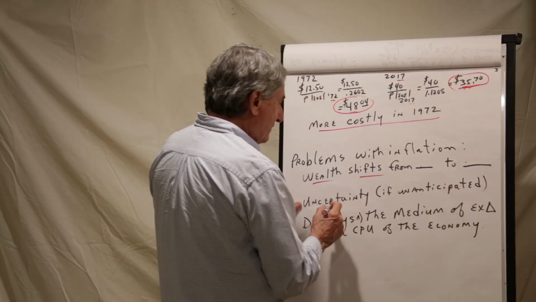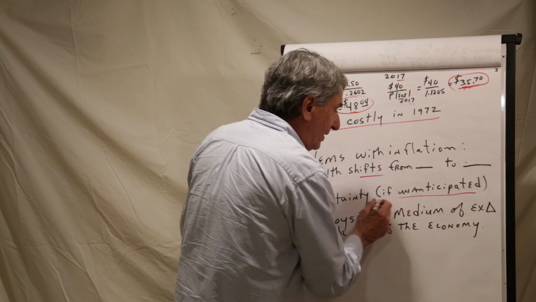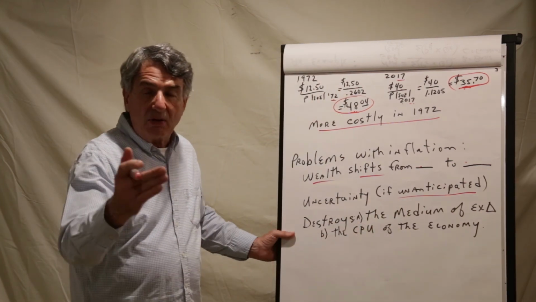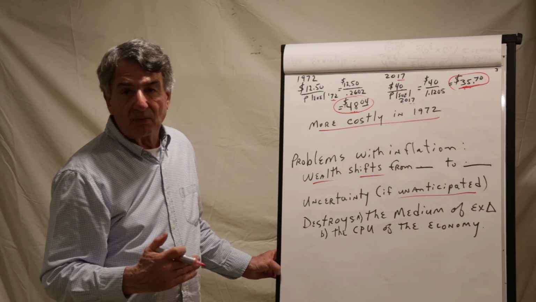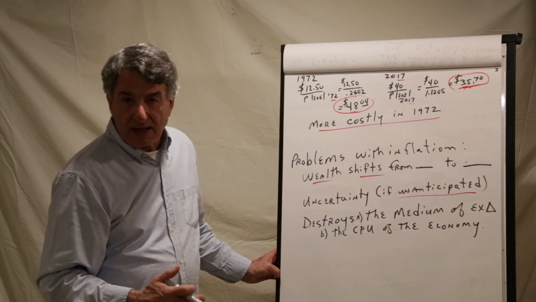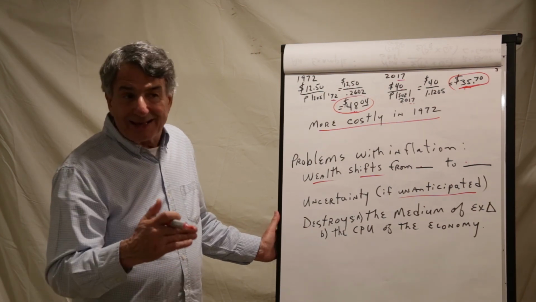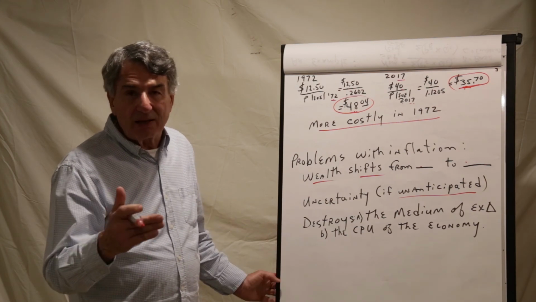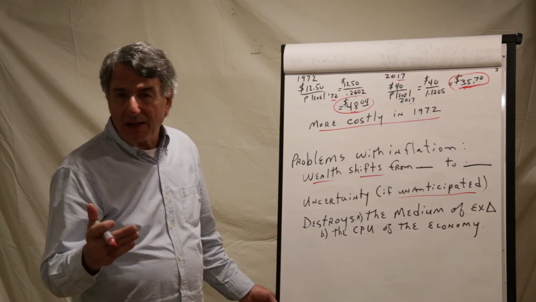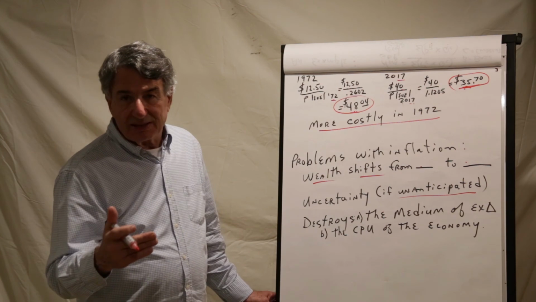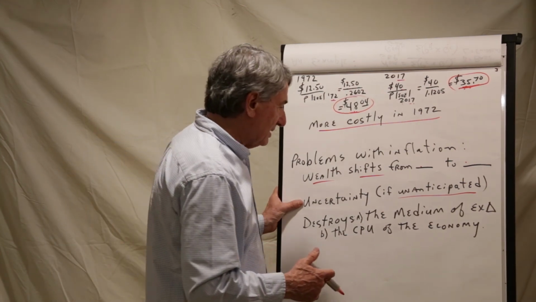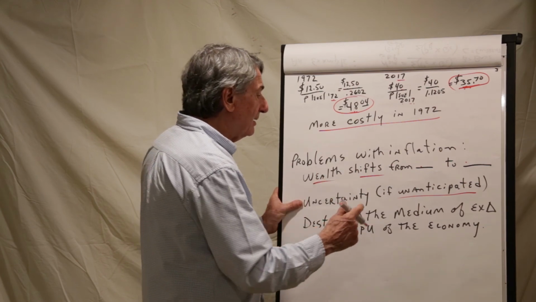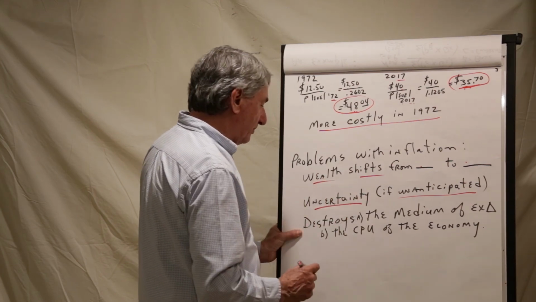Uncertainty. Would anybody lend money knowing that the amount they're going to get back later is less in purchasing power than what they're lending now? They won't, unless they can know exactly what the inflation is going to be. But can anybody know what the inflation is going to be 10 or 20 years down the road? No. So what they do is they tend to not lend because of the uncertainty.